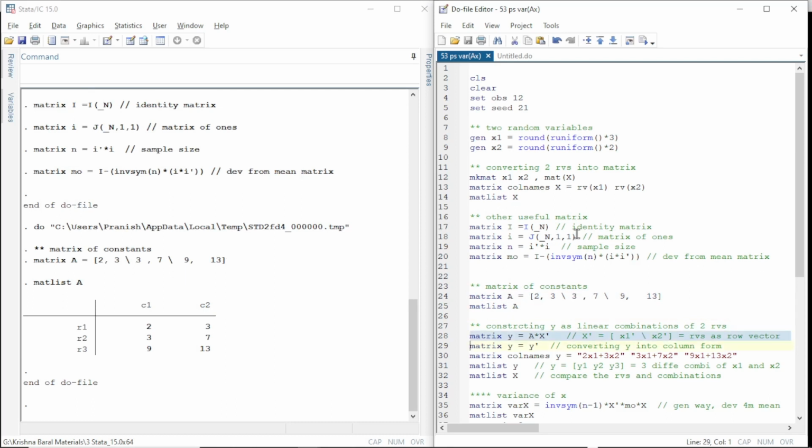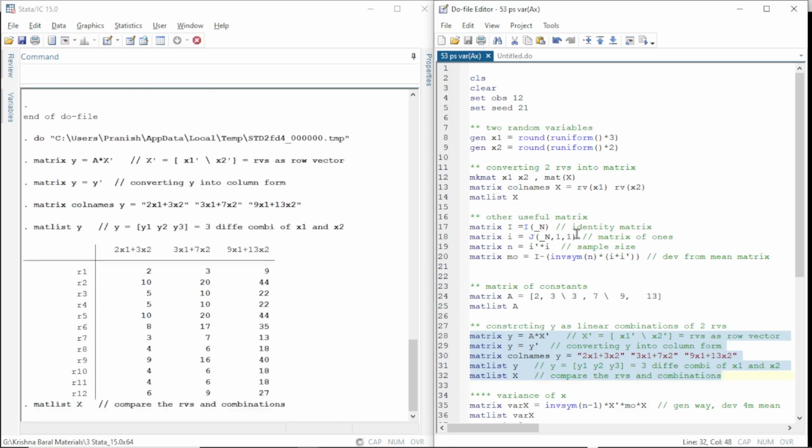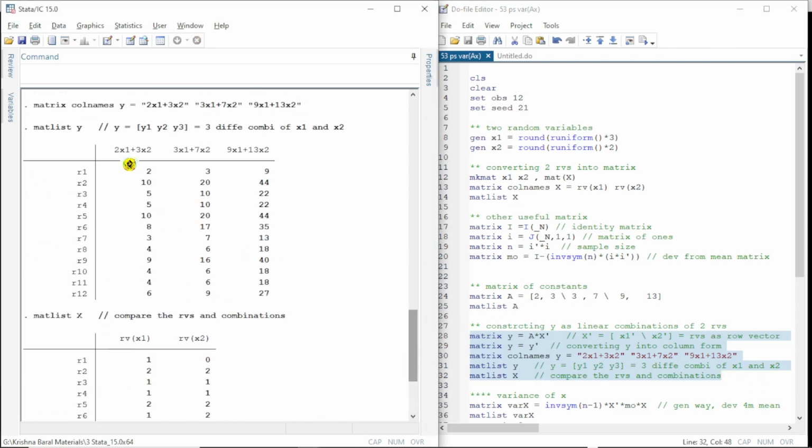Now let us create matrix Y, with the set of linear combinations described by matrix A. The first set scales x1 by 2 and x2 by 3, and let us check. 1 multiplied by 2 is 2 plus 0 is 2. We get this result over here. And let us check this one. For the first observation, we scale it by 9, and 9 into 1 is 9. And the second observation we scale by 13. So we have three different sets of linear combinations of the variables x1 and x2.